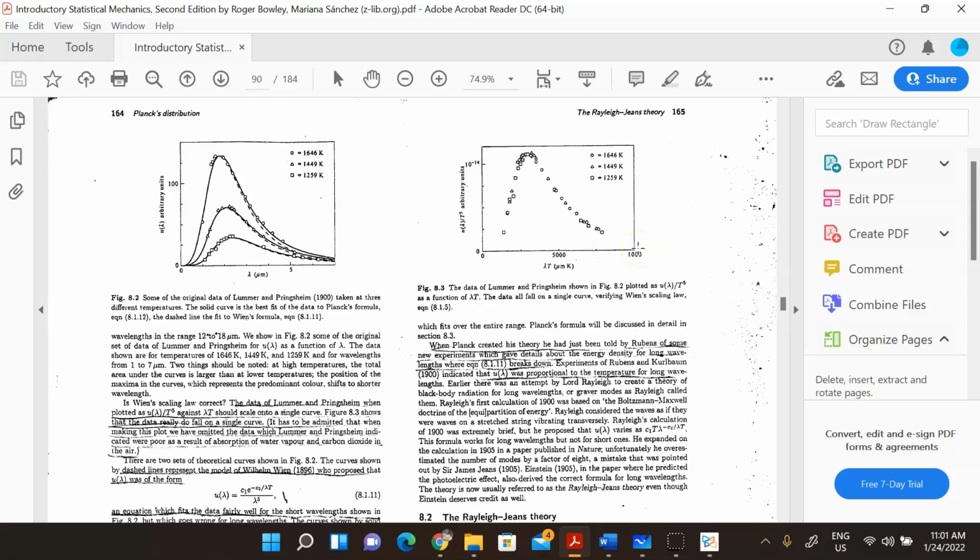Okay, so we will talk about Wien's proposal again, and then we shall compare to Planck's law. Okay, so I'll stop there for today.